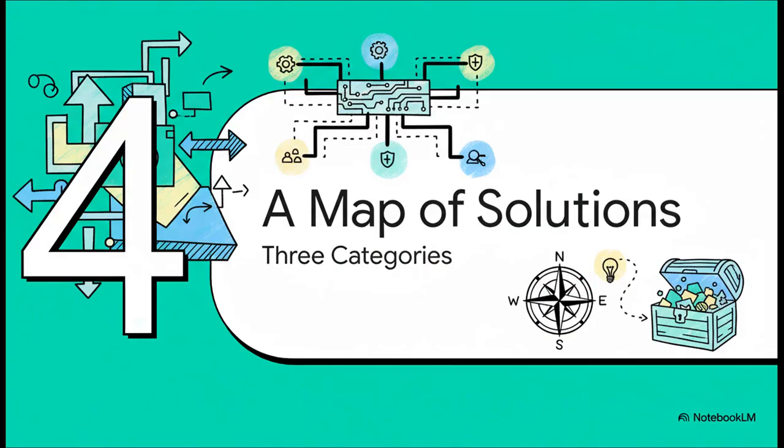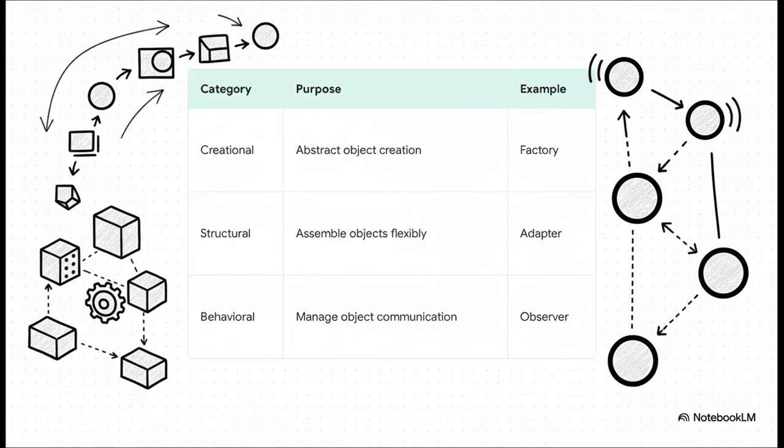So, we have these amazing guiding principles. But how are all these different patterns organized? It's not just some random grab bag of tricks. There's actually a map to this whole world. So all patterns basically fall into one of 3 buckets. First, you've got creational patterns. Think of these as the factories in your app. They handle how objects get made.